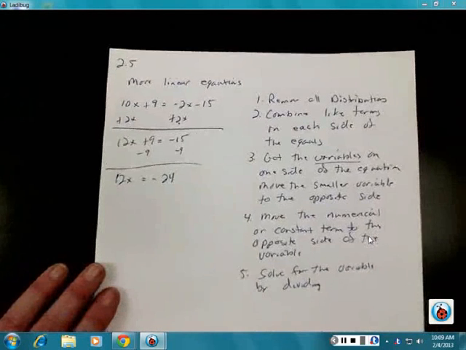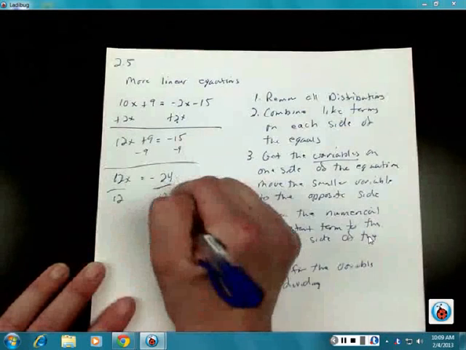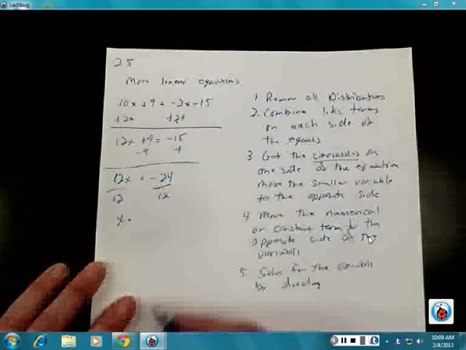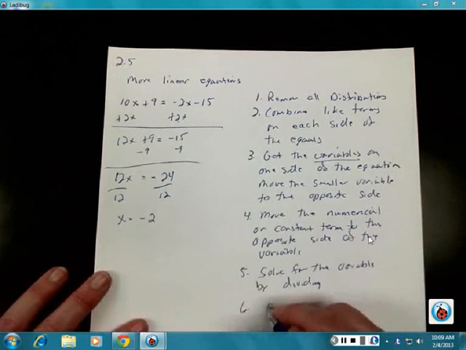Whoops, I'm writing off the screen there. So we get all that part done. Now I've got to divide by 12, and I find out that x in this case is equal to negative 2. Okay. And then last is check.